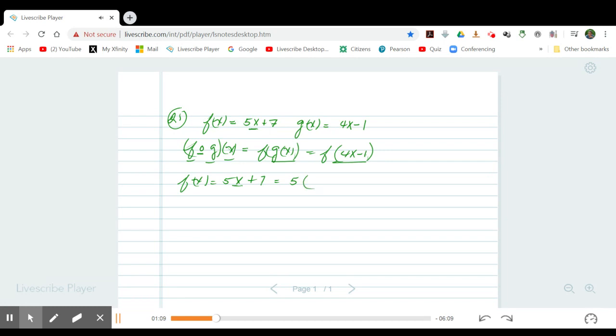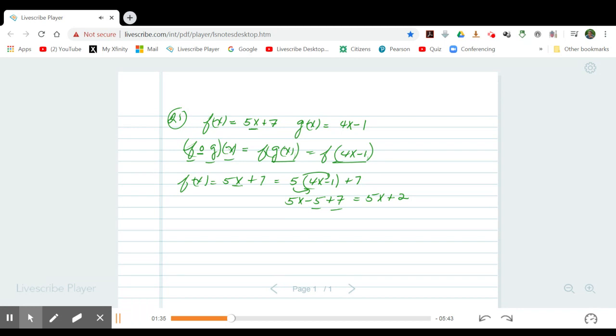So this becomes 5 times, in place of x, 4x minus 1, and then add 7. Distributing the 5 times the 2 terms in parentheses: 5 times 4x minus 5, plus 7. And simplifying, adding the constants, negative 5 and positive 7 is a positive 2.